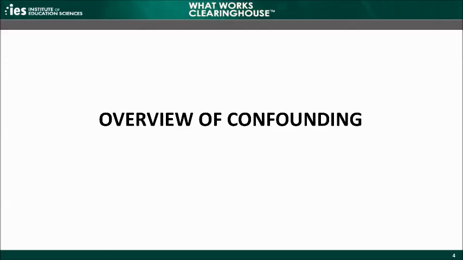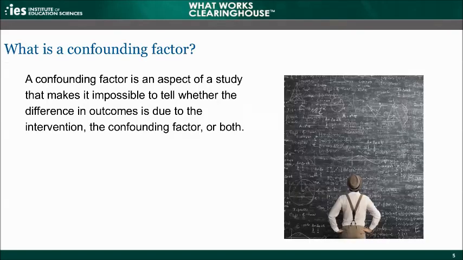I appreciate the introduction. I would like to begin the overview by defining a confounding factor, proceed to establishing the three characteristics of it, and conclude with how it has evolved over time in the WWC standards. So regarding what a confounding factor is: it is an aspect of a study that makes it impossible to tell whether the difference in outcomes is due to the intervention, the confounding factor, or both.